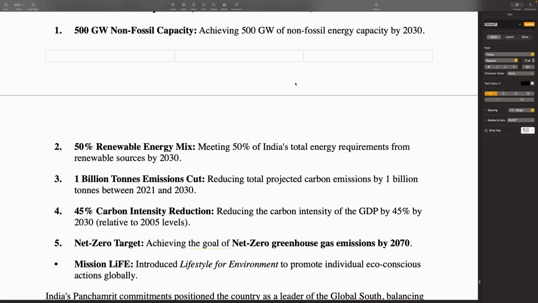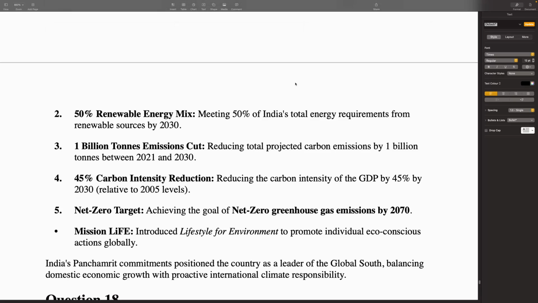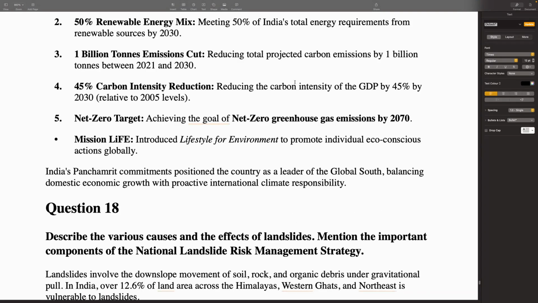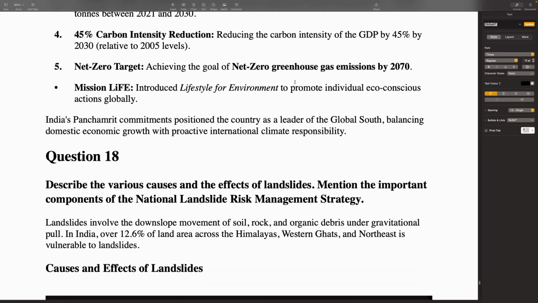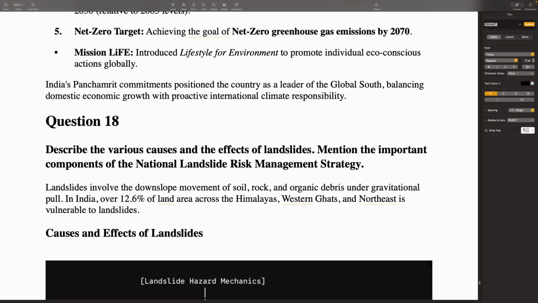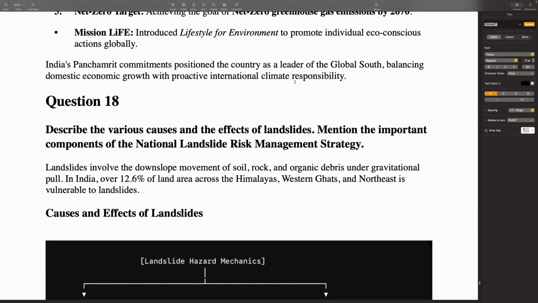Mission LiFE introduced Lifestyle for Environment to promote individual eco-conscious actions globally. India's Panchamrit commitment positioned the country as a leader of the Global South, balancing domestic economic growth with proactive international climate responsibility.